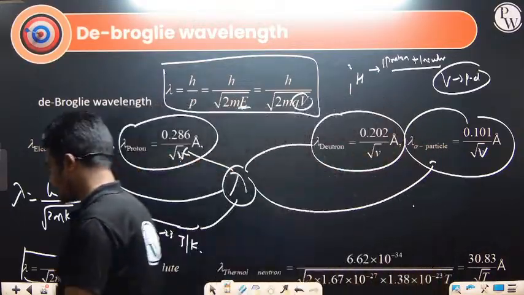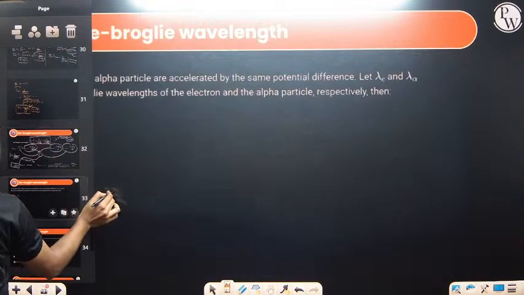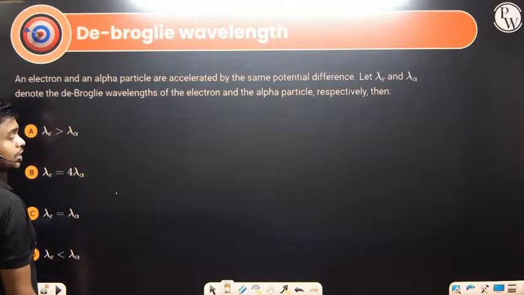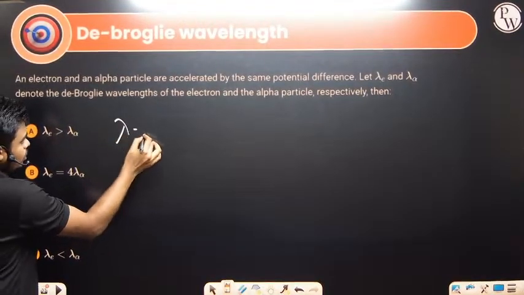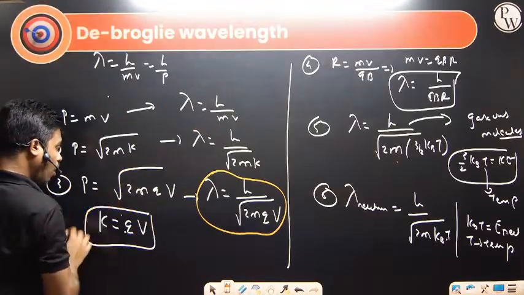So let's see some of the questions from here. An electron and alpha particle are accelerated by the same potential difference. Let lambda E and lambda alpha denote the de Broglie wavelength of the electron and alpha particle respectively. So lambda depends on what? We can check lambda is inversely proportional to all of these quantities.